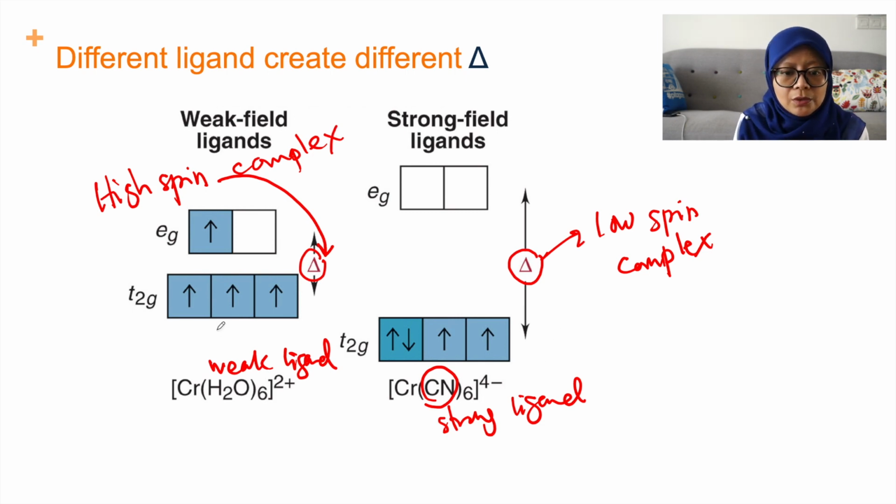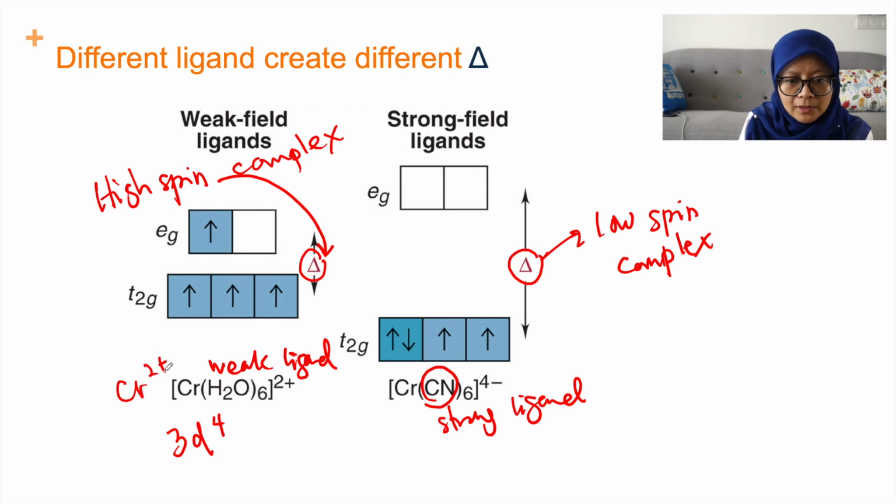Right. So here the chromium is 3d4. This is chromium 2 plus, and this is negative 6. So this is also chromium 2 plus, with 3d4. If you have the high spin complex, when you have a smaller gap or smaller energy, you fill up 1, 2, 3, and the electron can jump to the higher energy because we have a small gap of this energy.